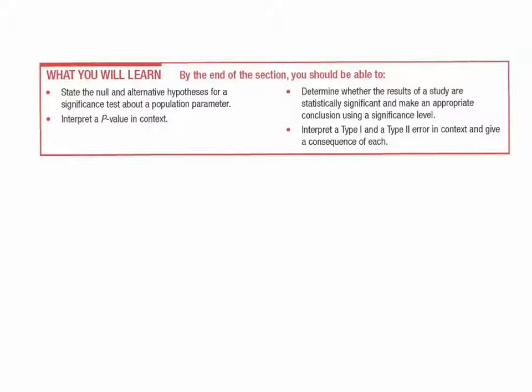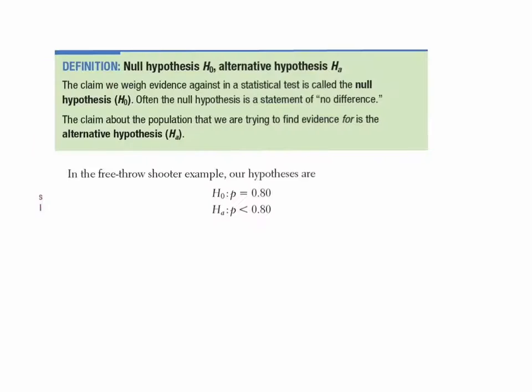So we're going to learn some definitions regarding the null and alternative hypothesis. My boiler just kicked on, so if you hear this loud roaring, that's what it is. We're going to interpret a p-value, learn what that is. We're going to determine what is statistically significant and make a conclusion from that using a significance level, and we're going to talk about type 1 and type 2 errors.